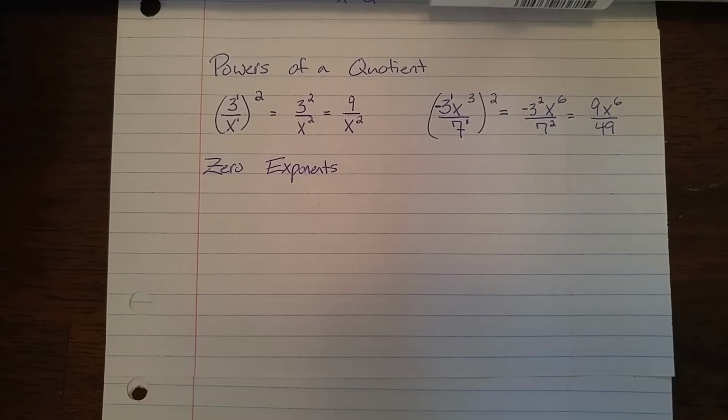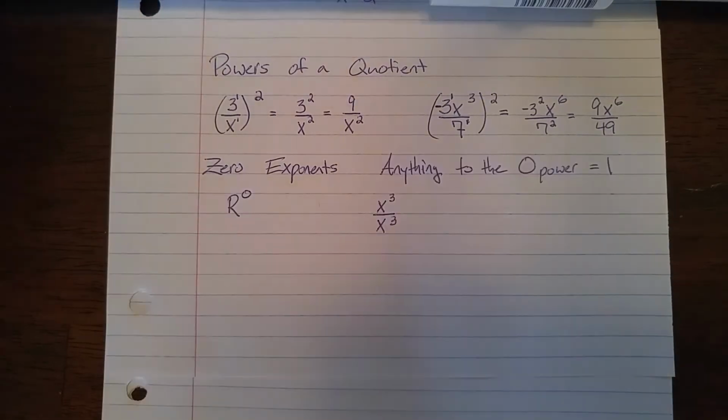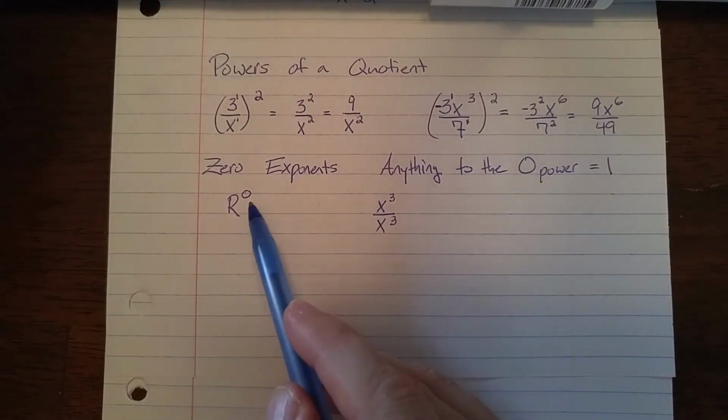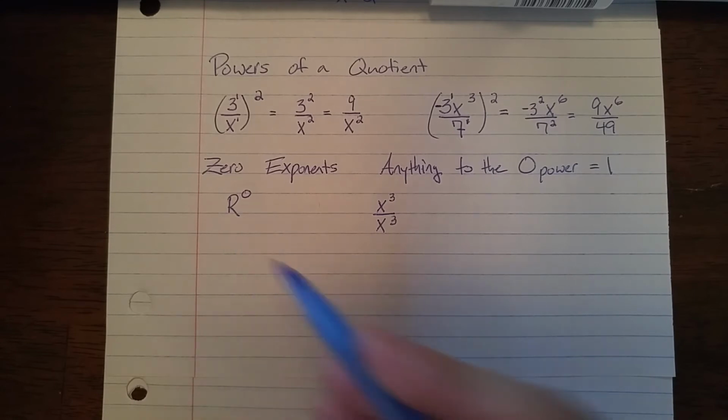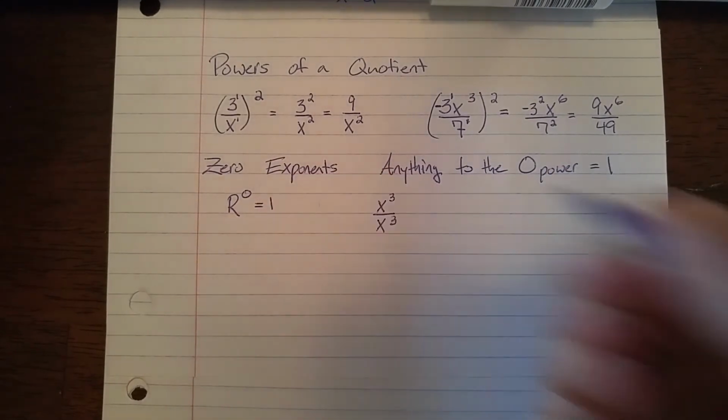So the next thing that we're going to talk about is something called zero exponents. Zero exponents are super simple because anytime you see an exponent of 0, then the whole thing, base exponent, everything equals 1. Let me show you. So let's take a look at these two examples here. Here I've got r to the 0 power. Again, anytime something has an exponent of 0, it just equals 1. So that equals 1.